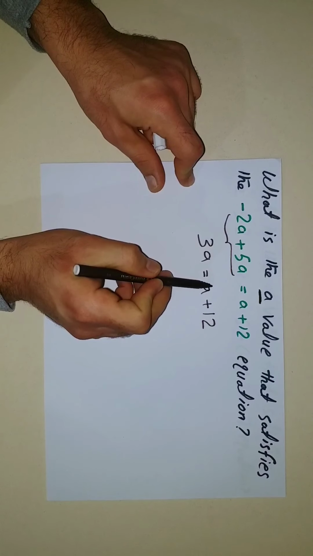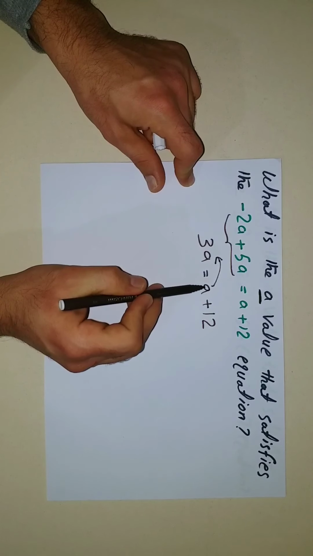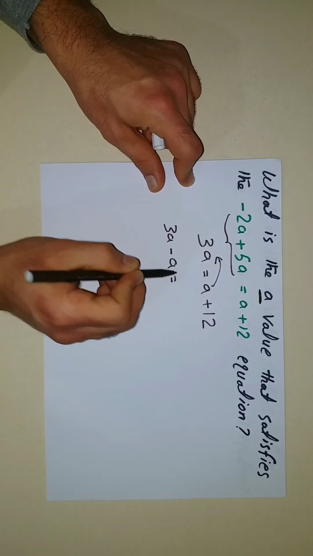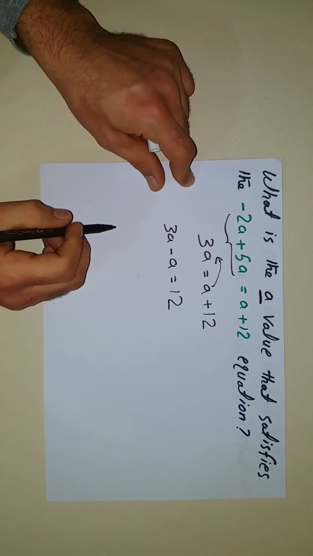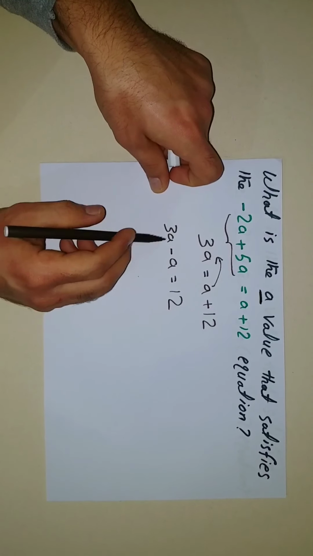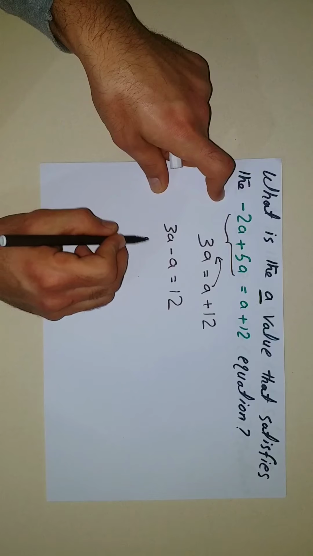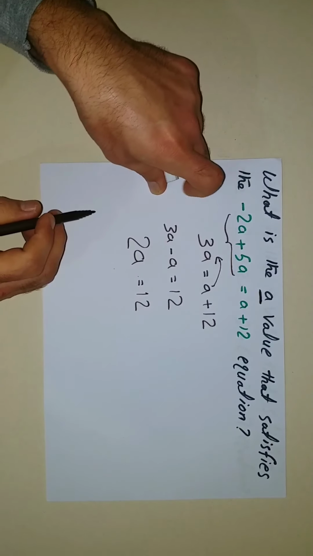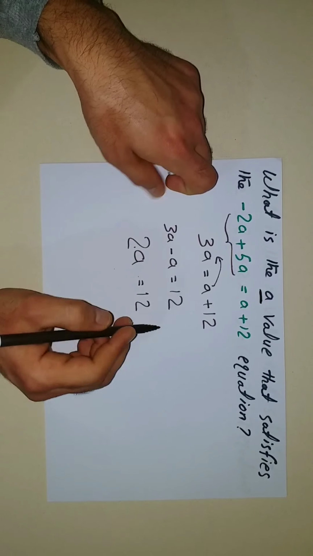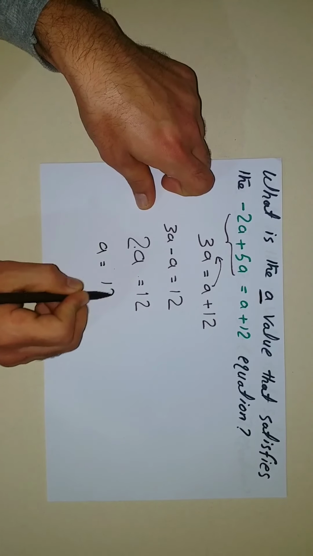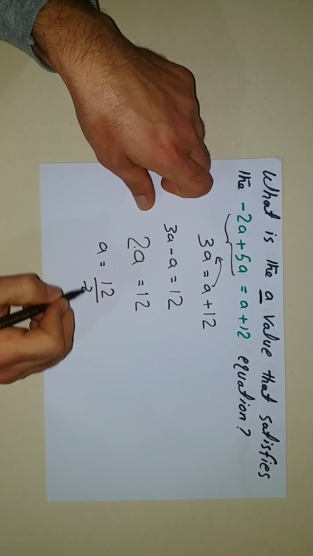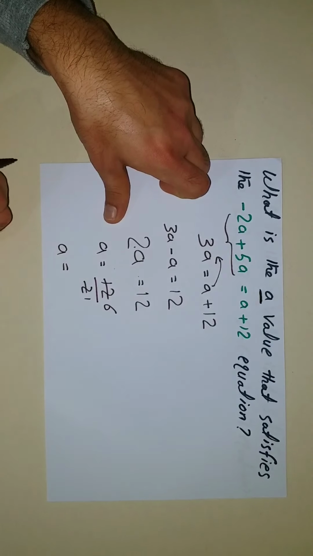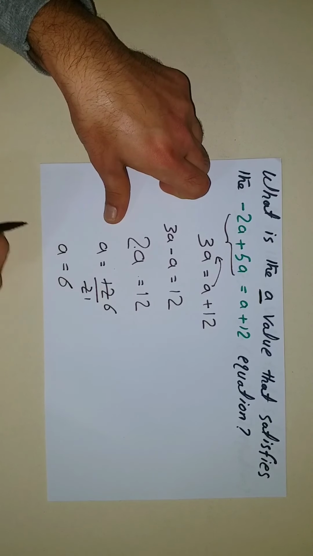Now I will transfer this a to the other side of the equation. If it is in plus, on the other side it will be 3a minus a. It will go to the minus, is equal to 12. And 3a minus a is equal to 2a is equal to 12. Now if you want, you can transfer this 2 to the other side. It will be like a is equal to 12 divided by 2. 2 ones are 2, 2 sixes are 12. A is equal to 6.